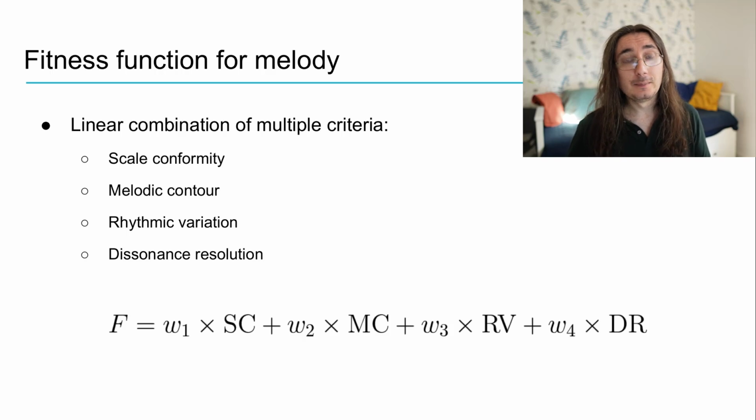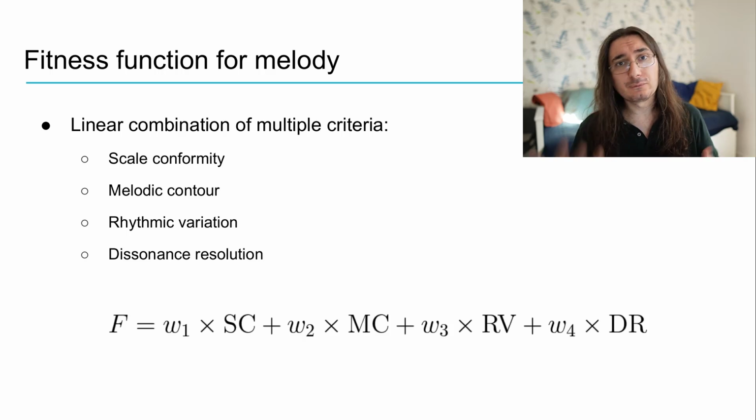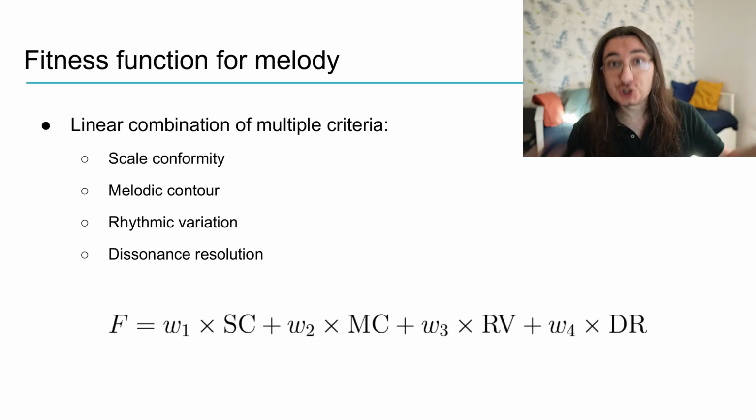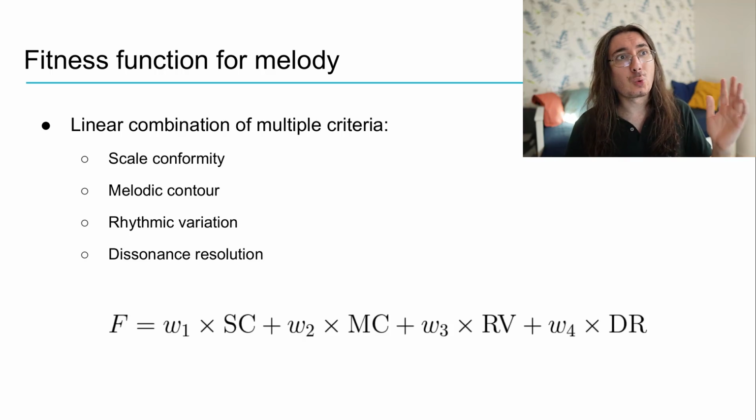Melodic contour, basically here we take a look at the overall contour of the melody, and also the fact that the melody tends to work perhaps in small steps mainly rather than leaps. Okay, then we have rhythmic variation. We want some level of rhythmic variation here and a balance between variation of rhythm as well as homogeneity. And finally, whenever we have a dissonance, we want to resolve it. Okay, so these are some criteria, and of course I would have to quantify them.